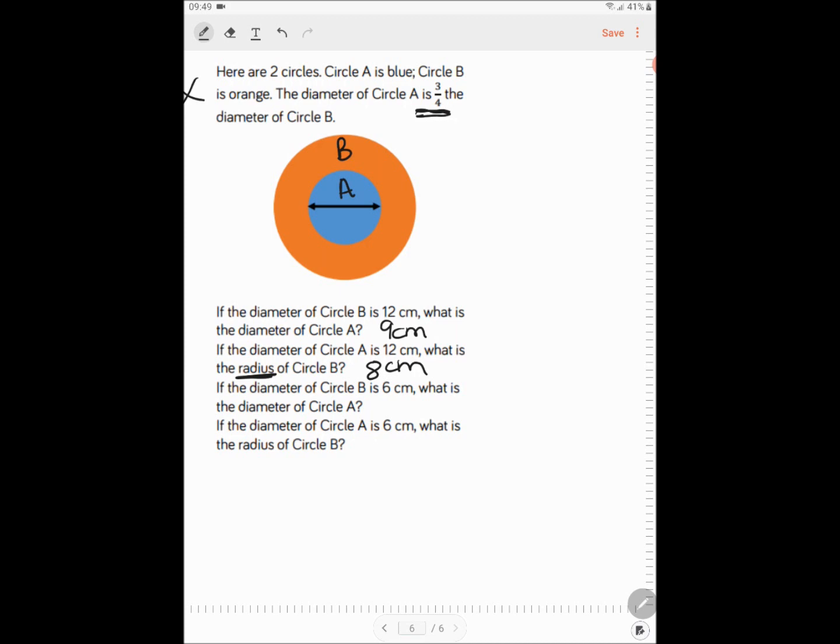Right, third question on this set of problems. If the diameter of B is 6 centimetres, so we know that B is the whole amount, A is 3/4 of that, and we want to work out the diameter of circle A, so we've got to do 3/4 of 6. So I'm going to divide by 4. So 6 divided by 4. 4's into 6 go in 1 time, with 2 left over. 4's into 20 go in 5 times. So 1/4 of that is 1.5.